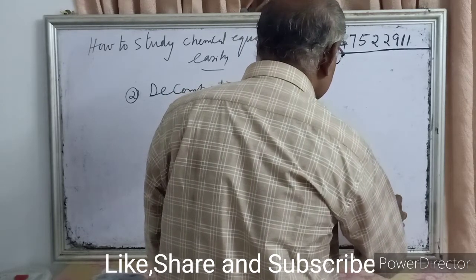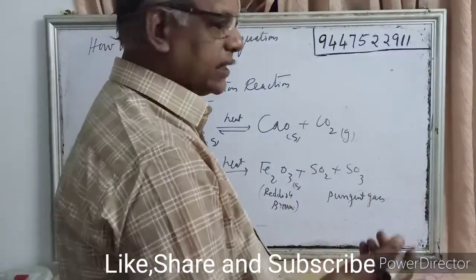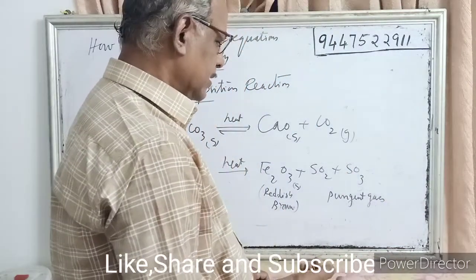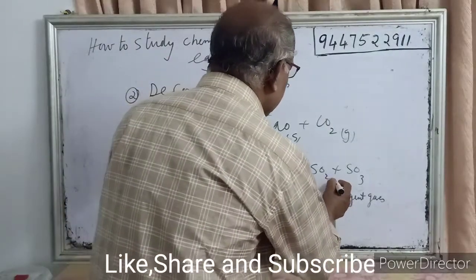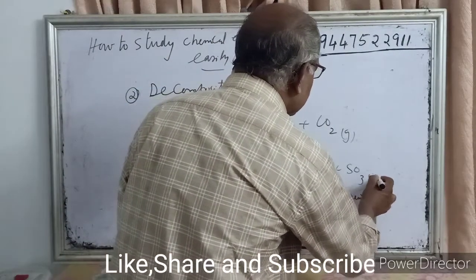Sulfur dioxide and sulfur trioxide are pungent gases, because they will cause suffocation. It is difficult to breathe. They are pungent gases, sulfur dioxide gas and sulfur trioxide gas.